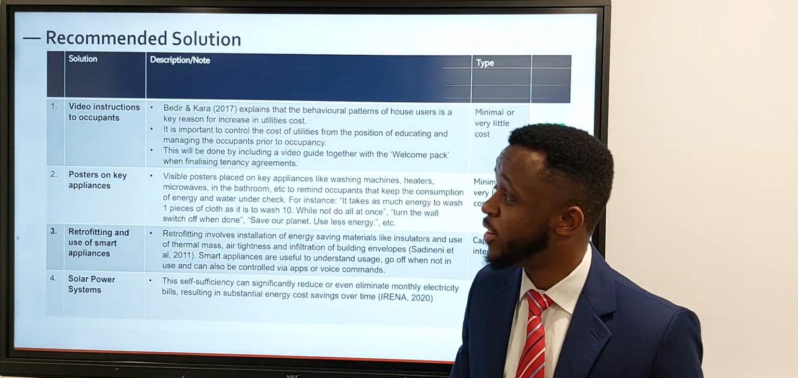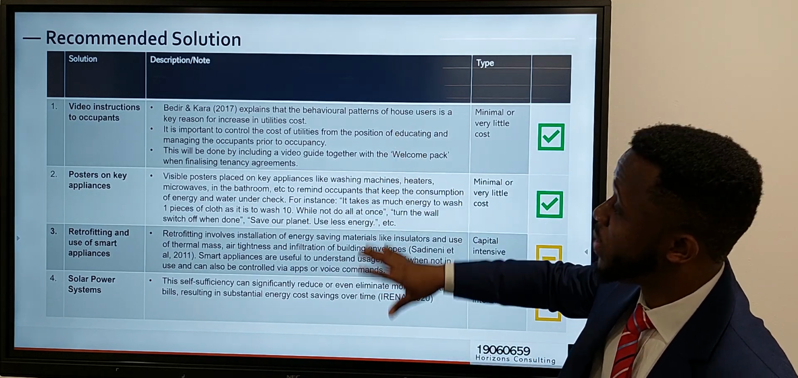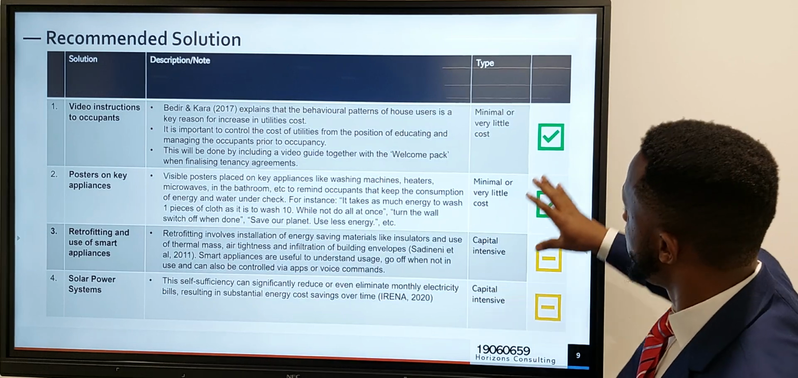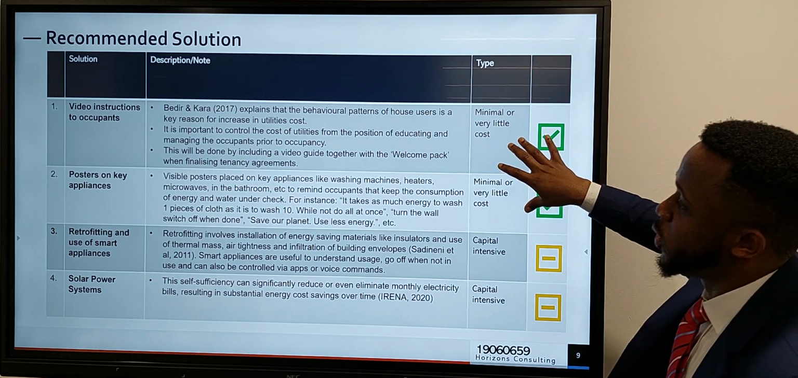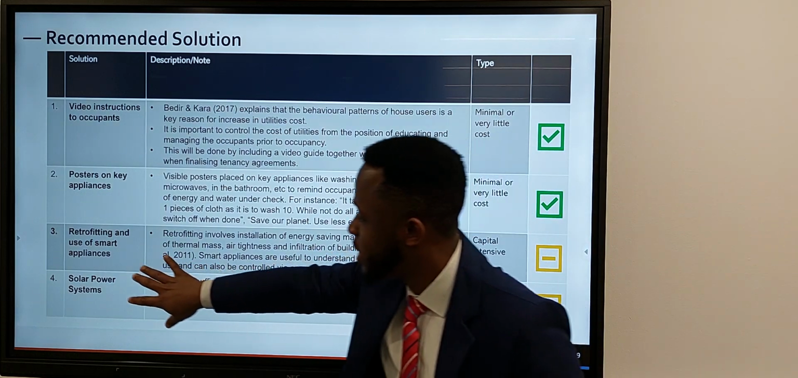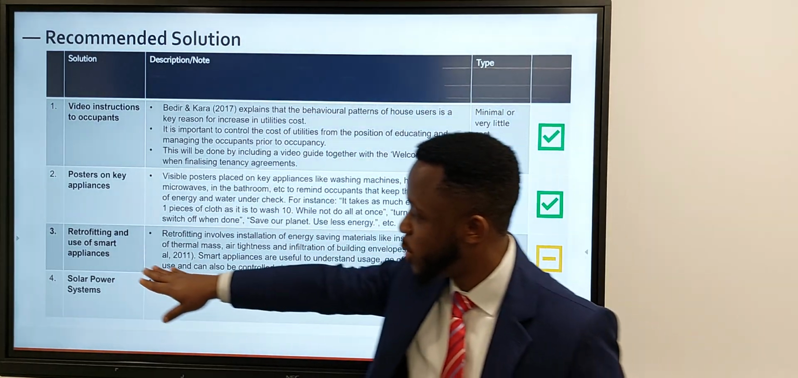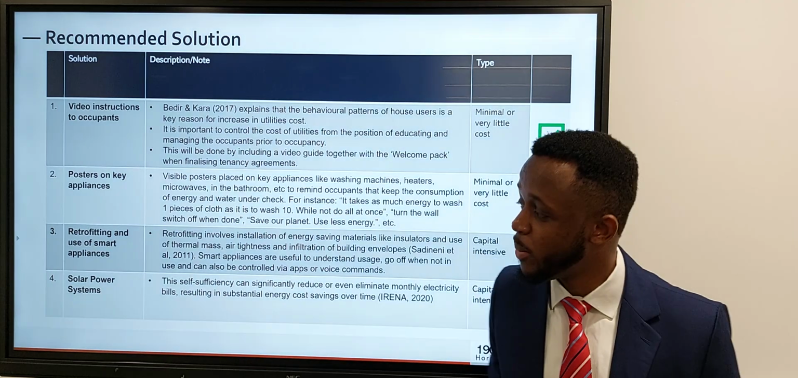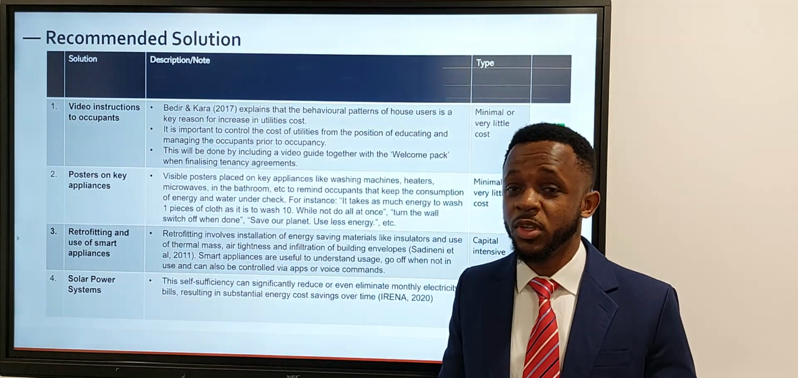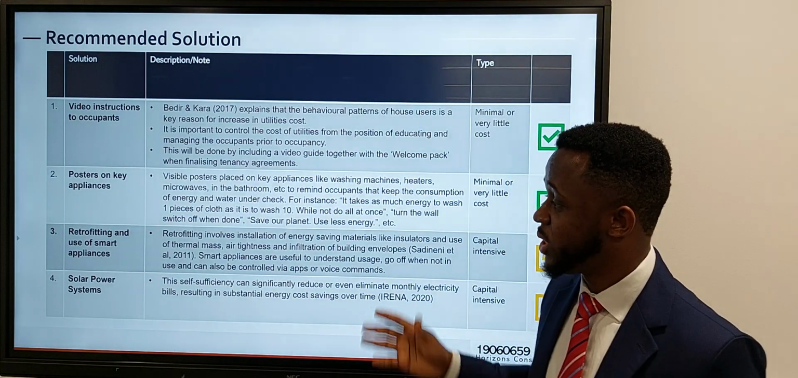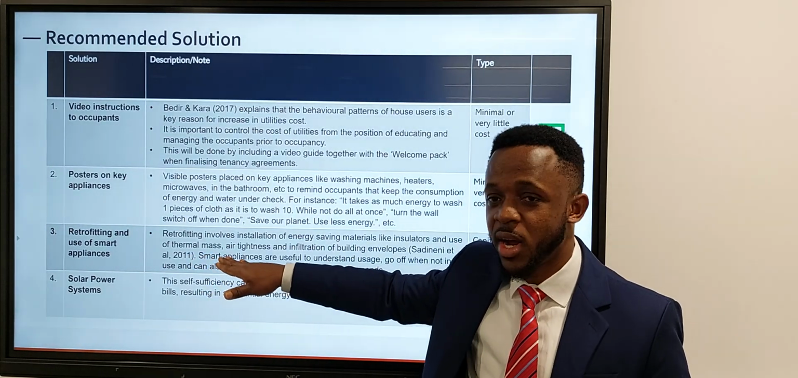Here are the recommendations that have been made for the client. These recommendations are technically in two parts. The first part is the cost-effective or minimal cost solutions. The second part is the capital intensive ones. The second part involves retrofitting and the use of smart appliances, and although it's ideal to reduce cost, it's highly cost intensive, and we're not recommending this solution currently for our client.